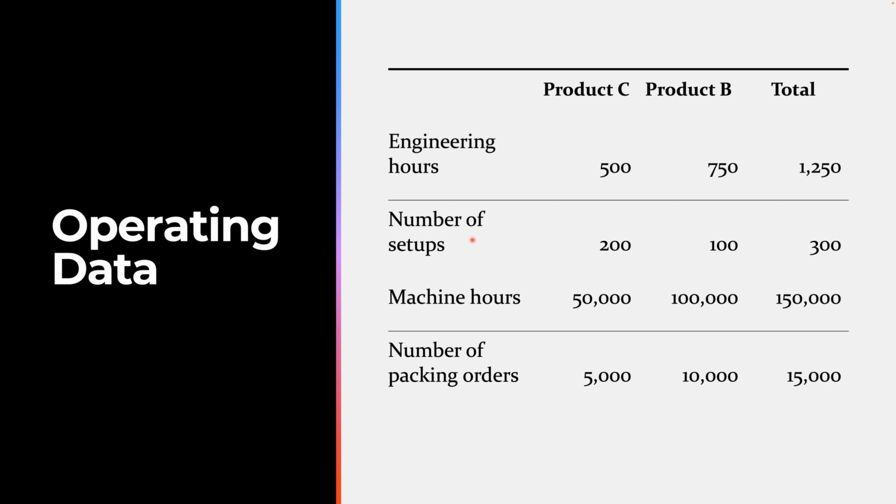The number of machine setups, it was 200 setups for product C, only 100 for product B, for a total of 300 setups. The machine hours for product C are 50,000. And for product B, it's 100,000 machine hours for a total of 150,000 machine hours. The number of packing orders are 5,000 for product C and 10,000 for product B, for a total of 15,000 packing orders.